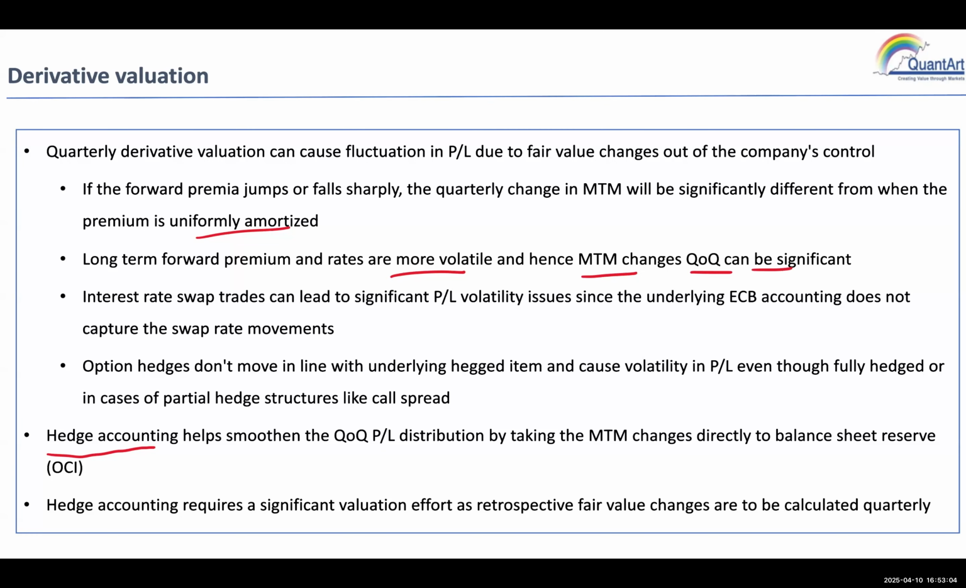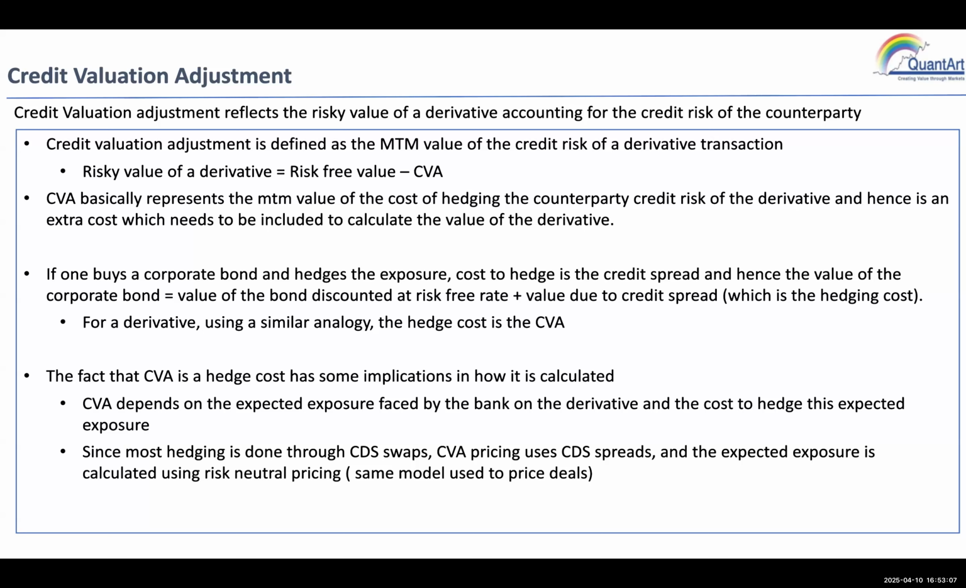So this credit cost is what is called CVA. CVA means credit valuation adjustment. Now, what do you mean by this? There's a lot of technical stuff. Please, you can ignore all this. I'll explain it in very layman terms.